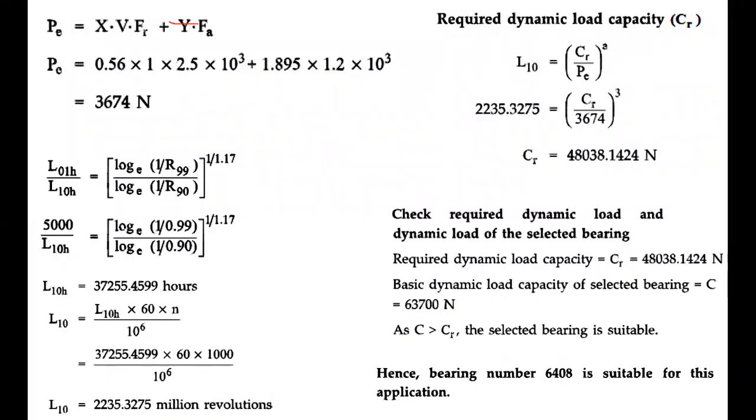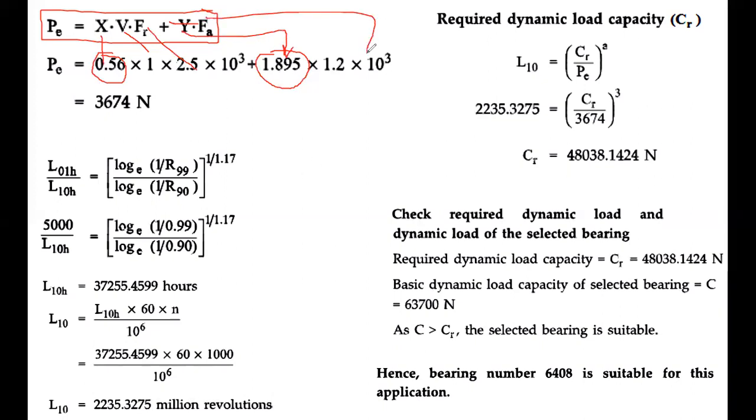So guys, we have calculated X value also, we have calculated Y value also. X value turned out to be 0.56. Y value turned out to be 1.895. Now, what are we going to do? We are going to use our equivalent dynamic load equation, P e, which is there in the Bhandari design data book. X, right now we found out 0.56. V is 1. Nothing is written whether inner race rotates or outer race rotates, so I will assume inner race rotates. I'll assume V is equal to 1. Fr is given in the numerical. Y we right now found out from the table. Fa is given in the numerical.